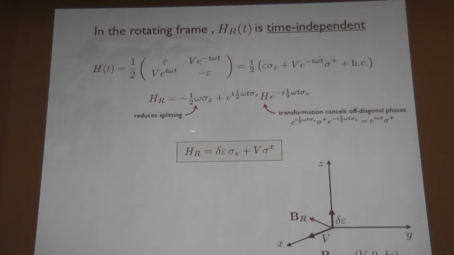So, first of all, what do these two terms do? The first one, which is proportional to sigma z, it essentially modifies the diagonal.